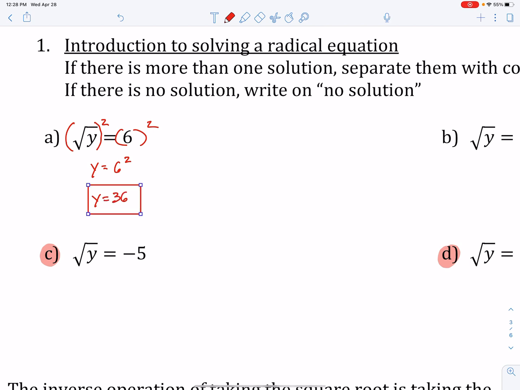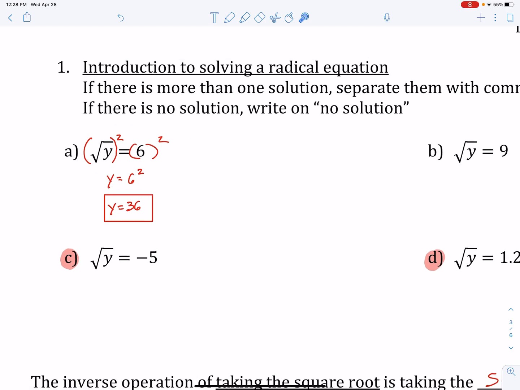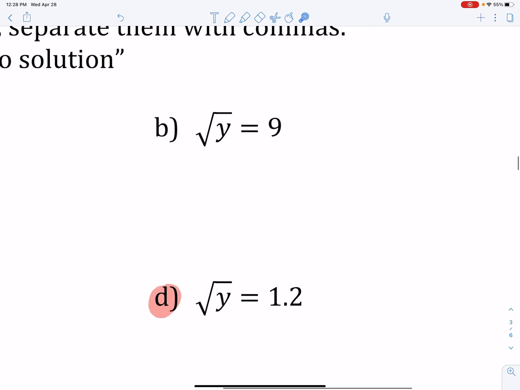And we've talked about this before. It's not anything new that to remove this, you put something to the power of 2. We've been doing that for a few units now. So we're going to do the same thing on b over here. I see that this is the square root of y. To get rid of that square root sign, you want to make it to the power of 2. Whatever I do to one side, I have to do to the other. So that removes that square root, and I have y equals 9 squared, or 9 to the power of 2, and that equals 81.